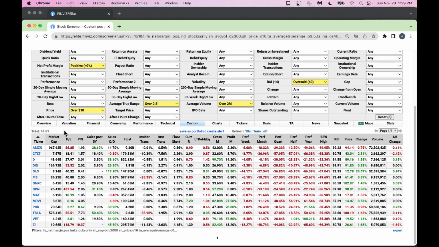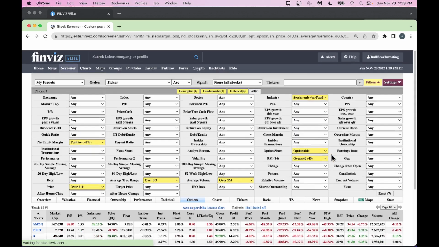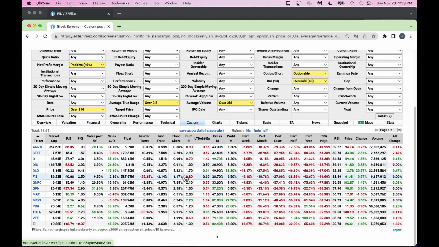Look, what you can also do, I know many of you are options traders. If you're options traders, don't worry. There is an option shortcut right here. You can say optionable, and you look at only stocks which are optionable. Again, all these 14 stocks are optionable, as you can see here. Look, list of stocks which are optionable.